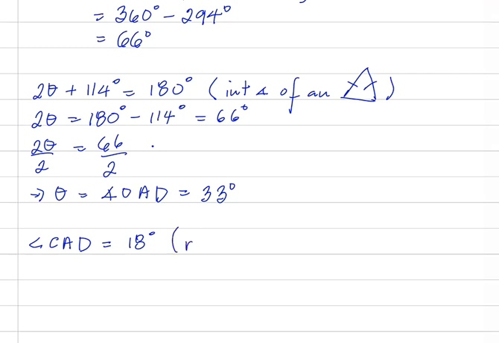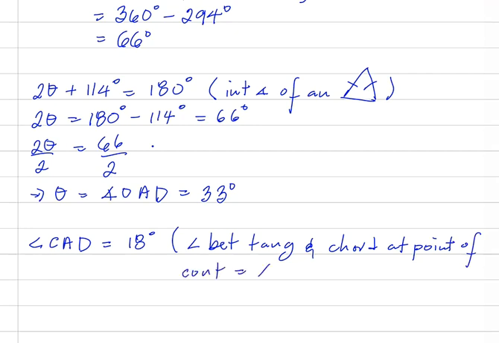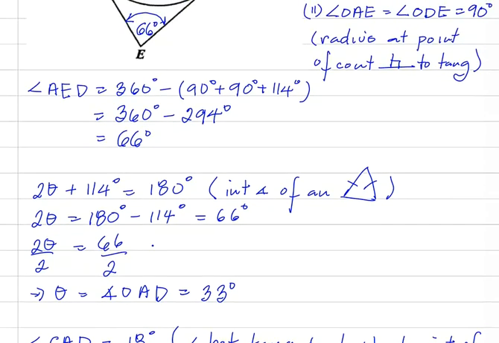And the reason for this is that the angle between tangent and chord at point of contact is equal to angle in alternate segment. All right, so let's go back up to examine that.